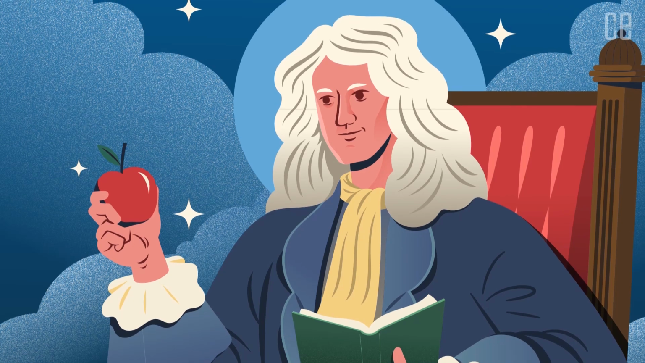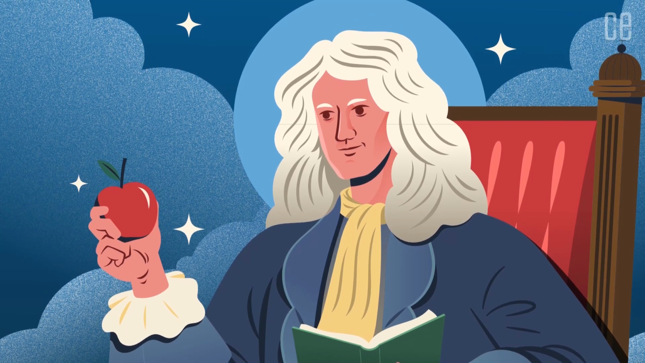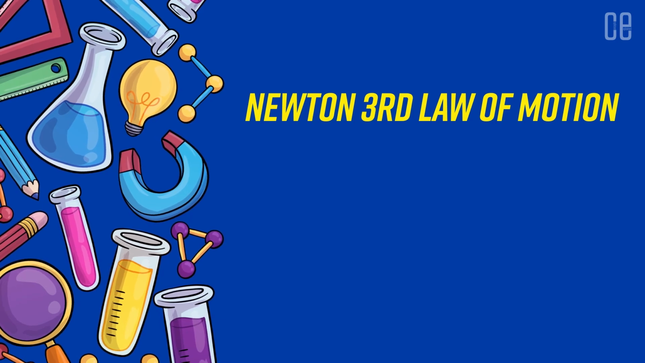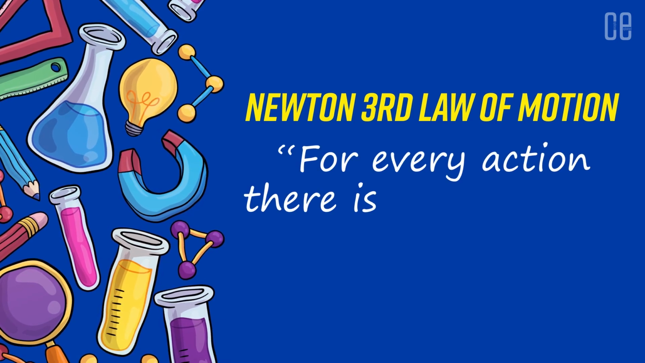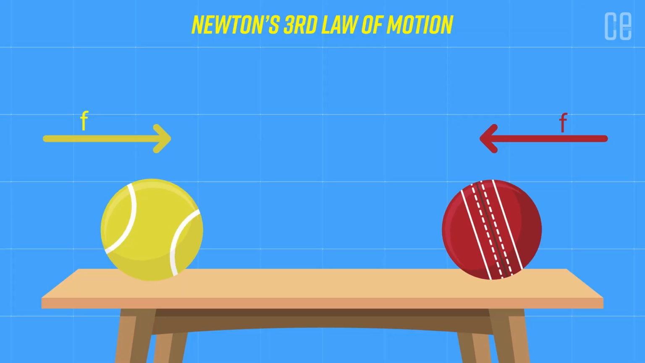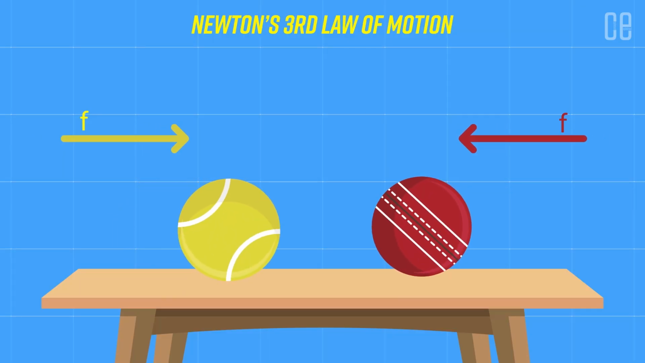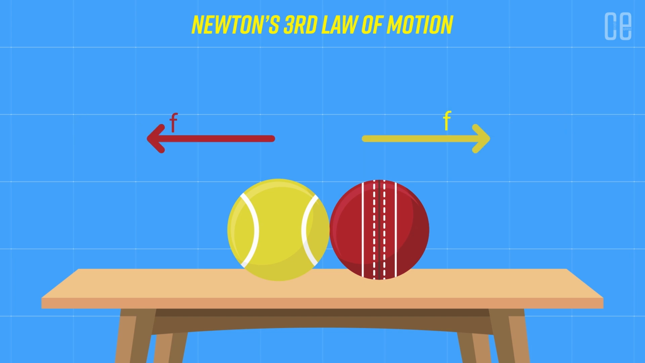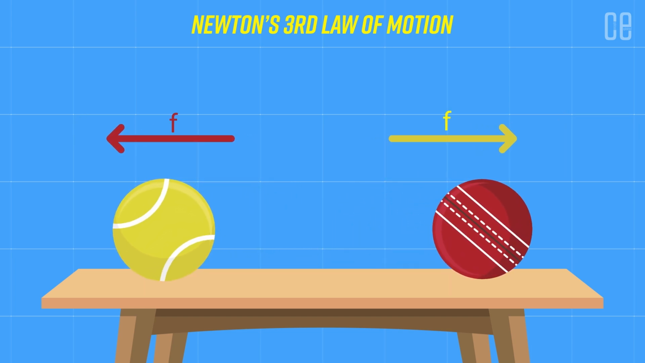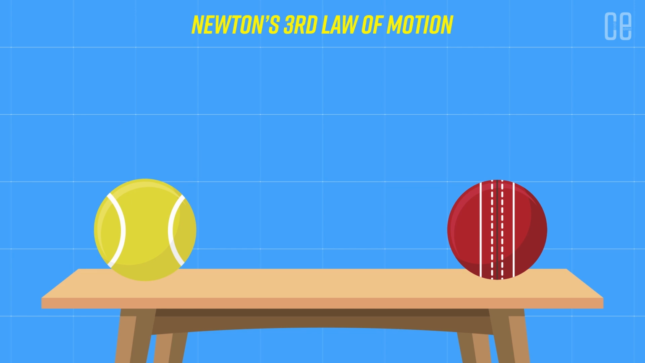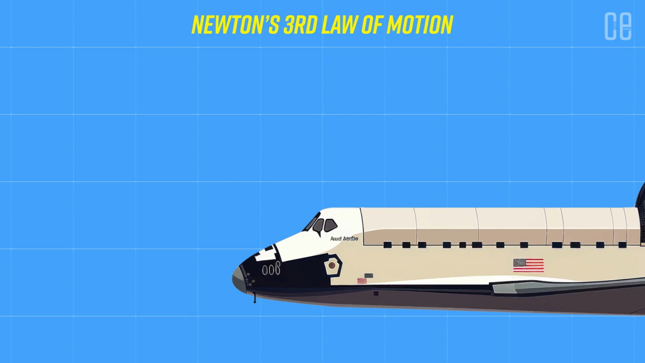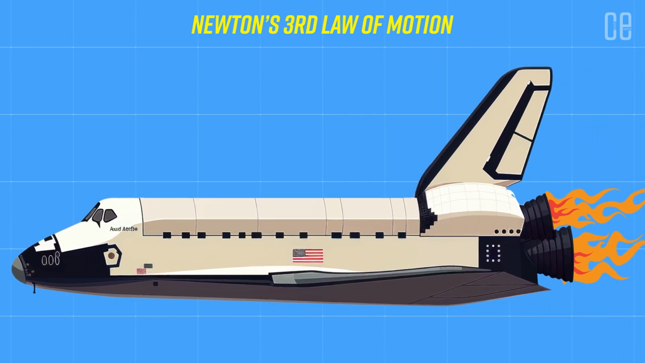So to understand this, you need to understand Newton's third law of motion. Newton's third law states that for every action, there is an equal and opposite reaction. This means that when an object exerts a force on another object, the second object exerts a force of equal magnitude, but in the opposite direction to the first object. Sounds pretty straightforward, right? But how does this apply to something as complex as a space shuttle engine?